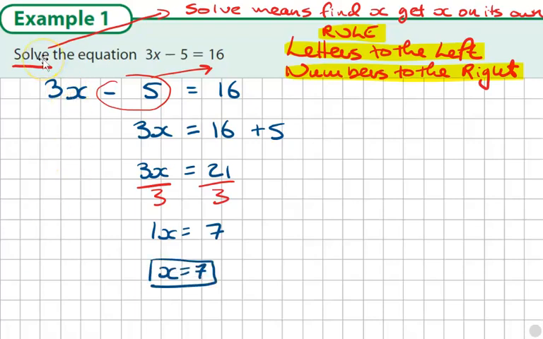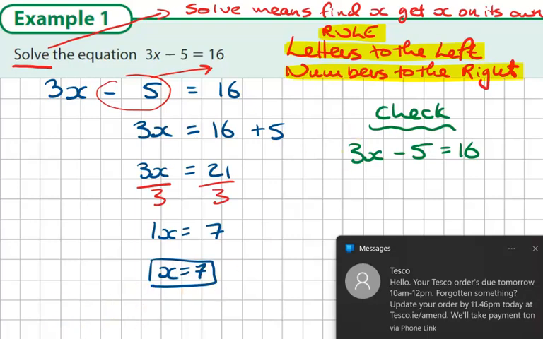The question asks us to solve, which means find x, get x on its own. So we solved, and x is equal to 7. Our solution is 7. Now we're going to check our answer. This is also called verifying your answer, and sometimes in the exams they can ask you to verify your answer.